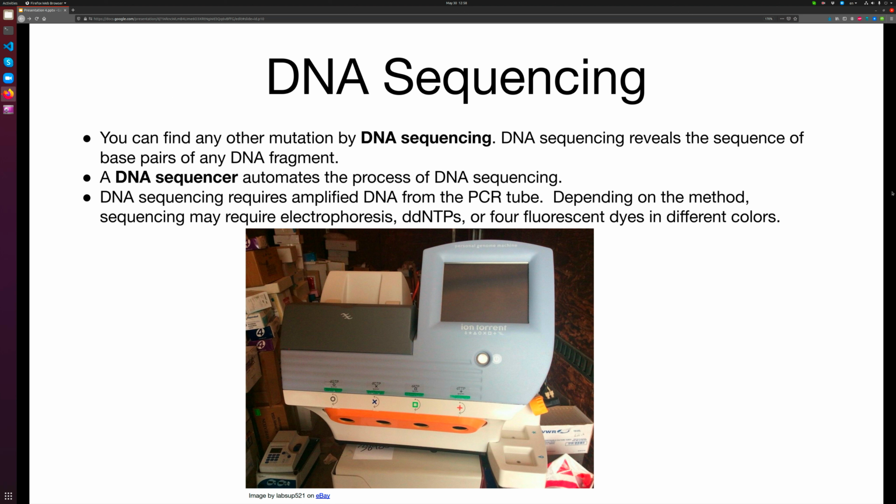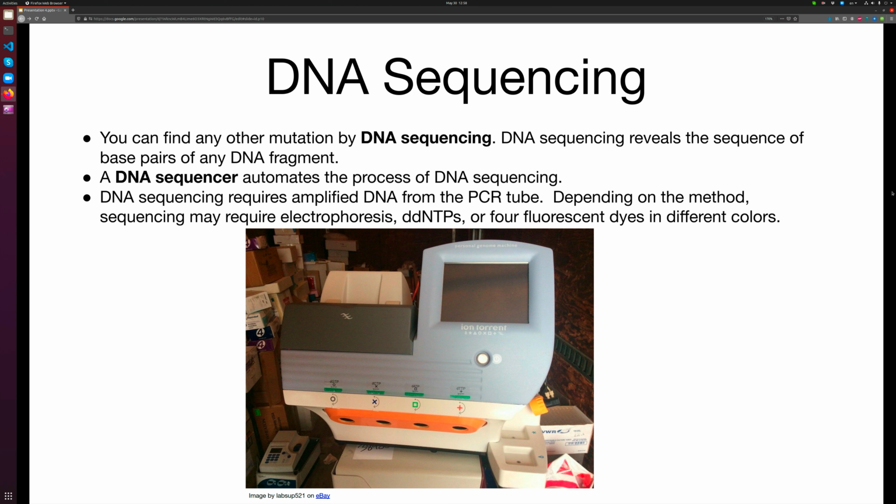So DNA sequencing. You can find any other mutation by DNA sequencing. DNA sequencing reveals the sequence of base pairs of any DNA fragment. And a DNA sequencer automates the process of DNA sequencing. DNA sequencing requires amplified DNA from the PCR tube unless it's next generation or third generation sequencing that you're conducting, which this sequencing machine does not use. It uses the regular sequencing.